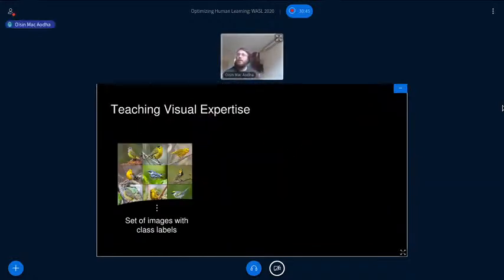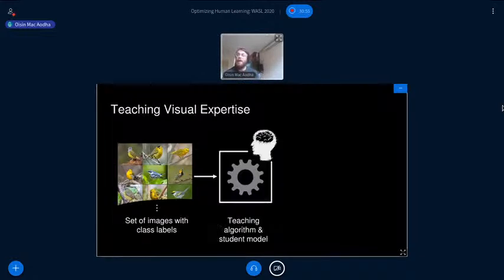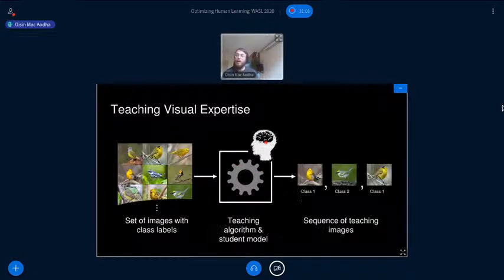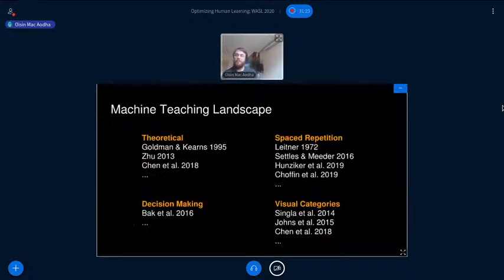Okay, and just to make this more concrete in the context of teaching visual knowledge, we're going to assume we have access to a set of images with their associated class labels. Our teaching model is going to have a teaching algorithm and a model of the student learner. What we're going to try to do is output a sequence of instructional examples, so images and their associated class labels, to present to them. The assumption here is that not all images are equally informative. Some images are going to be much more useful for the learner to understand the concept of interest. That's where our big savings can be made, by choosing intelligently which images might be useful.